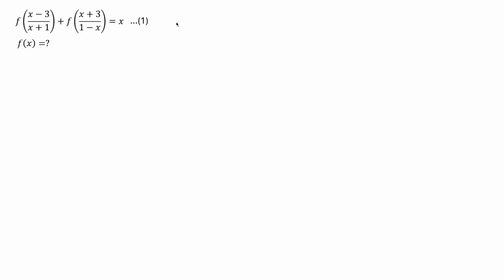Let's look at this problem. f((x−3)/(x+1)) + f((x+3)/(1−x)) = x. Let's find f(x). For this kind of problem, normally we let y be the argument of the function f. Then we solve x with respect to y, and then we plug x, in terms of y, into this equation. Let's see how we can do this.